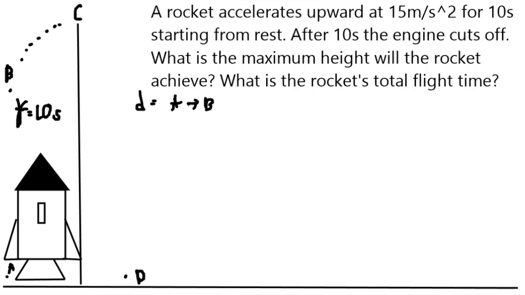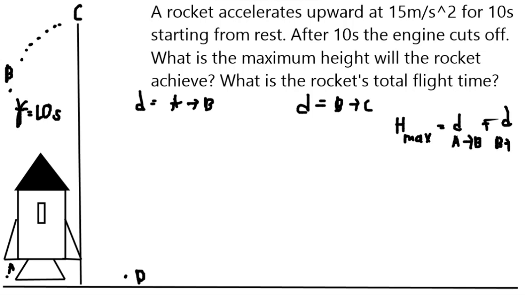So let's calculate it. First of all, let's calculate the distance from A to B. We already know the kinematics equation. We're also going to calculate the distance from B to C. So H max is the sum of the distance from A to B and the distance from B to C. First, let's calculate the distance from A to B. We could do that if we know the final velocity at point B.